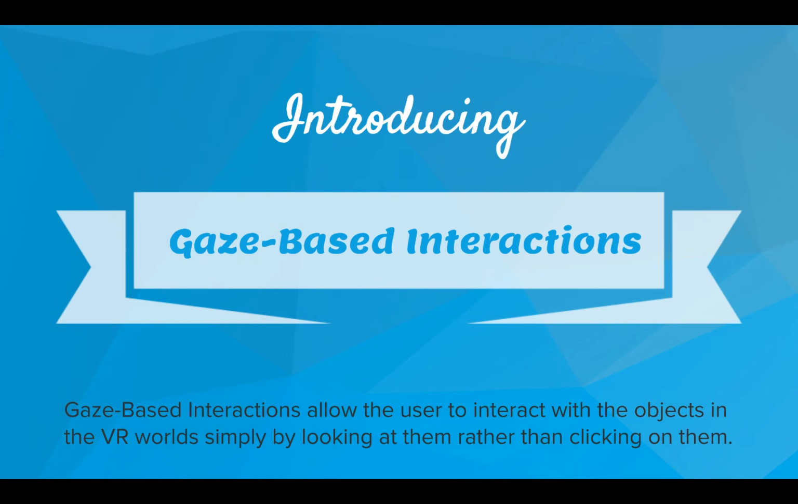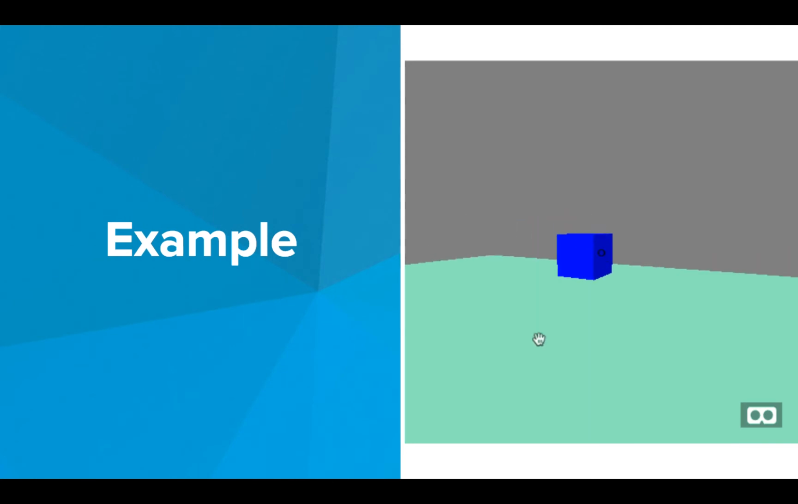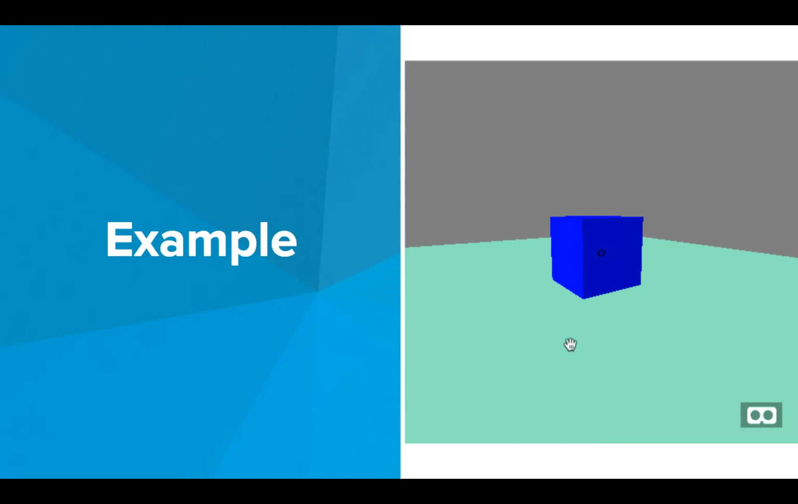So, introducing gaze-based interactions. Gaze-based interactions allow the user to interact with the objects in the VR world simply by looking at them rather than clicking on them. So let's take a look at an example. If you look at this box long enough, the box actually animates. So how do we do this?